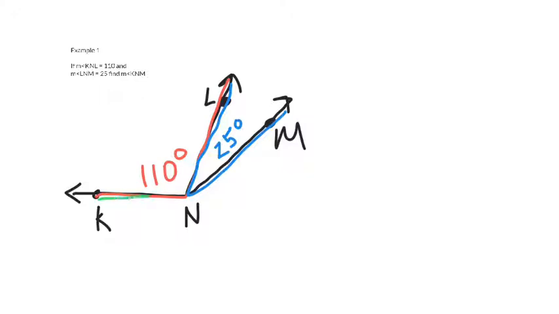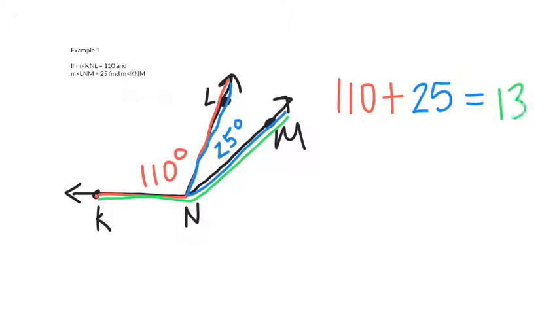So KNM is the whole thing. We're given the two smaller pieces, the red and the blue piece are small. If we add those together, I'll get the entire thing, which is green. So 110 plus the other small piece, which is 25, will give me the entire thing, which is 135 degrees. This entire angle, both of those together, is 135.